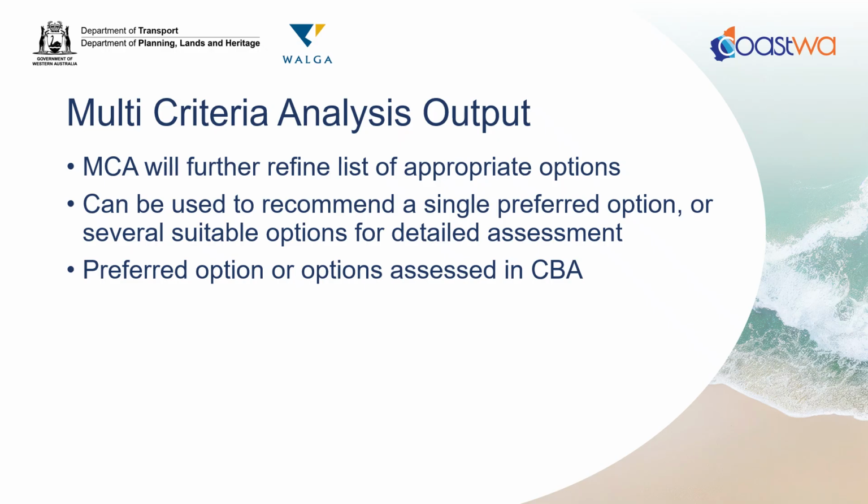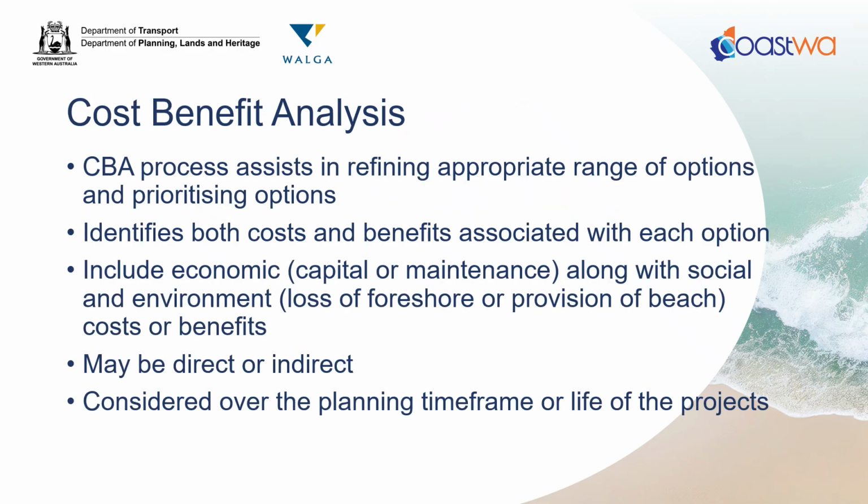So a multi-criteria analysis output would further refine our list. Whether we're getting it down to a single preferred option, or identifying several suitable options for a detailed assessment or to take to the next stage, those preferred options can then be assessed in a cost-benefit analysis. A cost-benefit analysis, or CBA process, assists in refining the appropriate range of options and prioritising them.